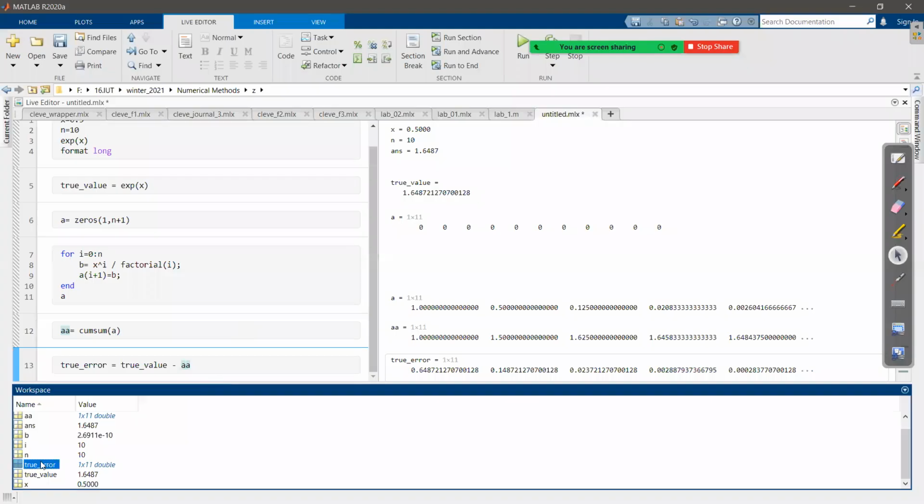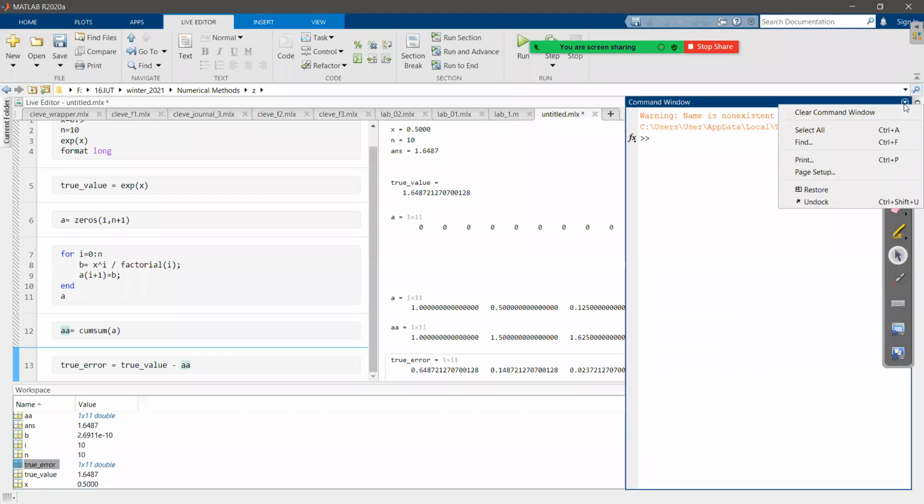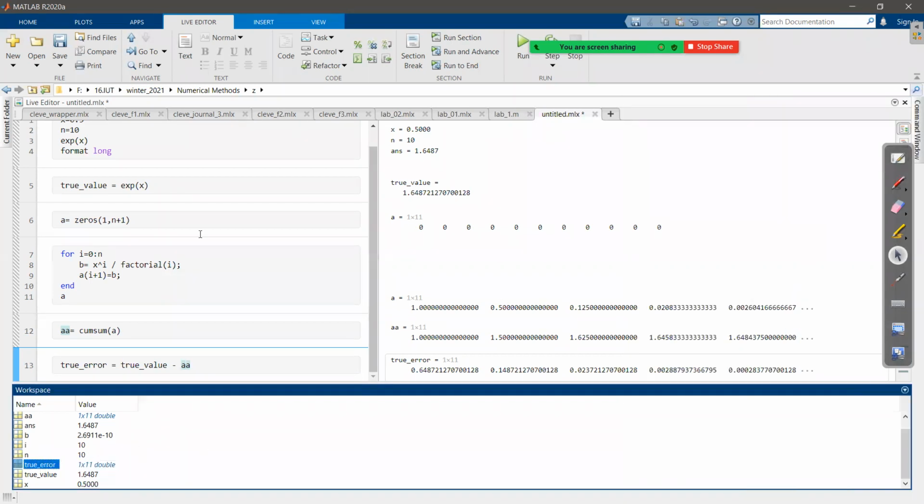Now you can visualize it by writing code, or you can do it directly in MATLAB. As you can see, first go to the workspace. Which one do I want to visualize? I want to visualize the true error. So I click this one.